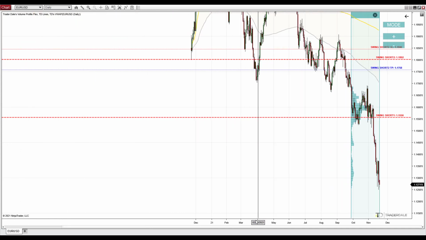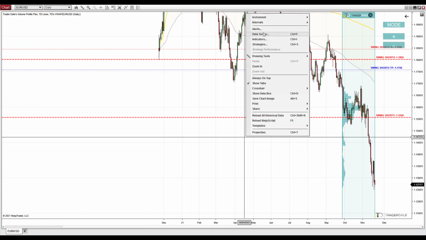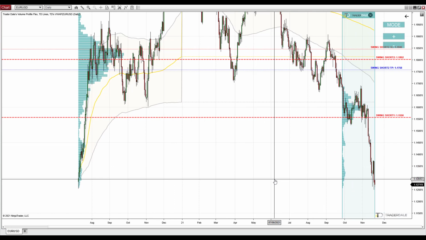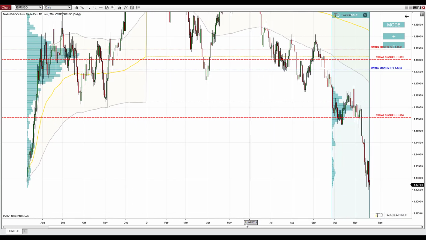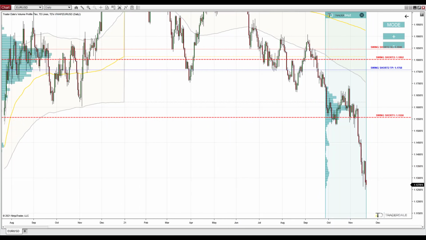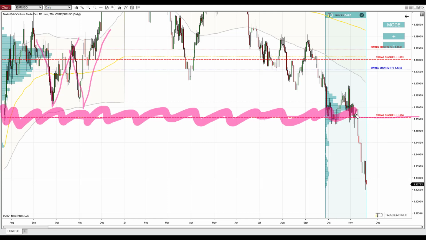I need to zoom out a bit and load a bit more data. So I loaded more data, and the thing I wanted to show you here is how the price reacted to this area in the past. Now I'm not talking just about this level, but what I'm interested in is this general area around that level. It's not just the level, because the volumes were accumulated in a wider area, right? So it's the whole area I'm interested in.